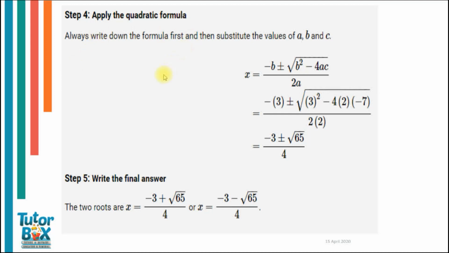Step 4, apply the quadratic formula. Always write the formula first and then substitute the values of a, b, and c. Where there's b, you substitute your b value, which was 3. Where there's a, you put 2, and for c, you put minus 7. Then you just do everything in your calculator. You don't have to do it by head, unless you're that keen on doing maths. You should get this answer here. Then you write the final answer. Remember there's a plus and a minus, so the first root has a plus, and the second root will have a minus.